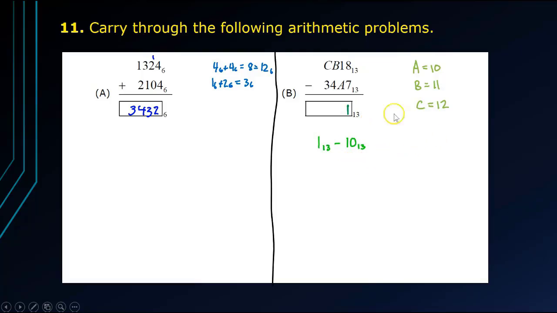And so what I need to do is essentially borrow 1 from B, which would make B an 11, so that's going to make this a 10. And then I'm basically adding 13, because remember, I borrowed 13 from this. And so I'm going to have 13 to the third power plus 1 to the third, 13, that should be base 13. And then 13 plus 1 minus 10 is going to give me 4 base 13. And so that's what goes here.